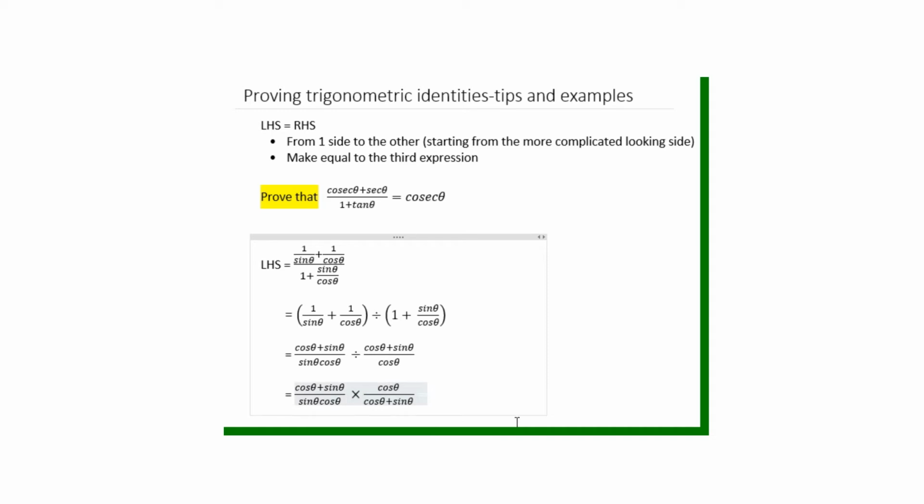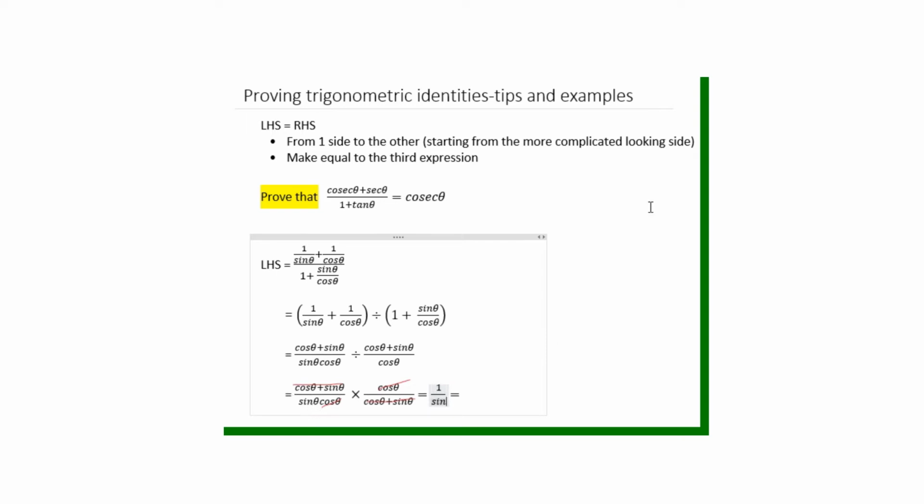And now it's much simpler to start cancelling out. So here I have an expression cos theta plus sine theta, which is exactly the same as this. So I'm going to cross these out, and here I have cos theta and here I have cos theta as well, so I can cross them out. So now we can simplify these. Whatever we have left now will be, on the top we have nothing, so it's 1 left, and at the bottom we only have sine theta left.